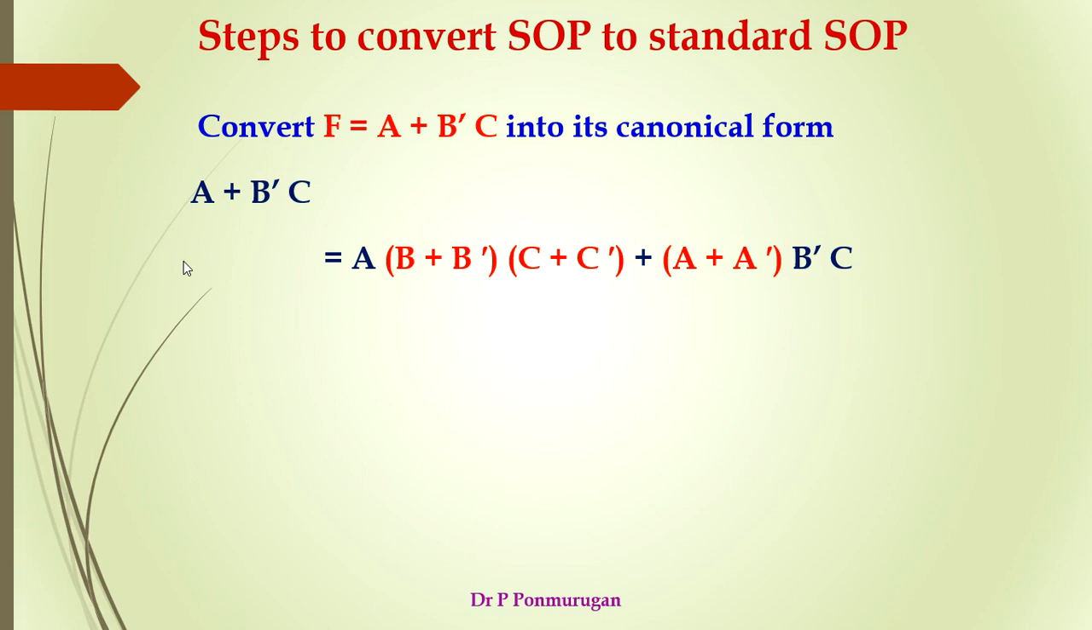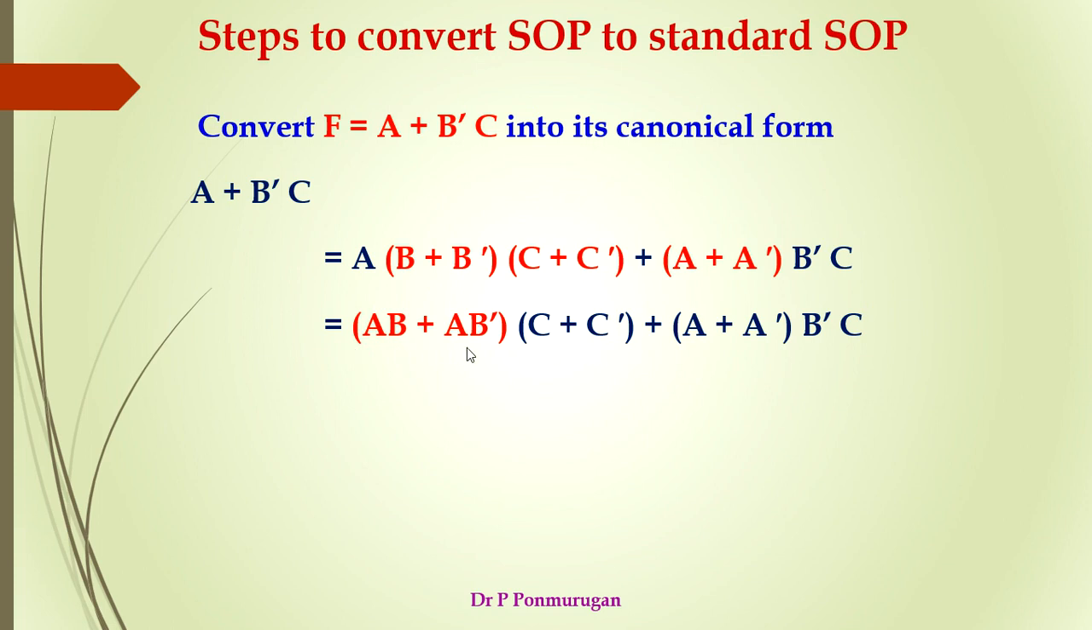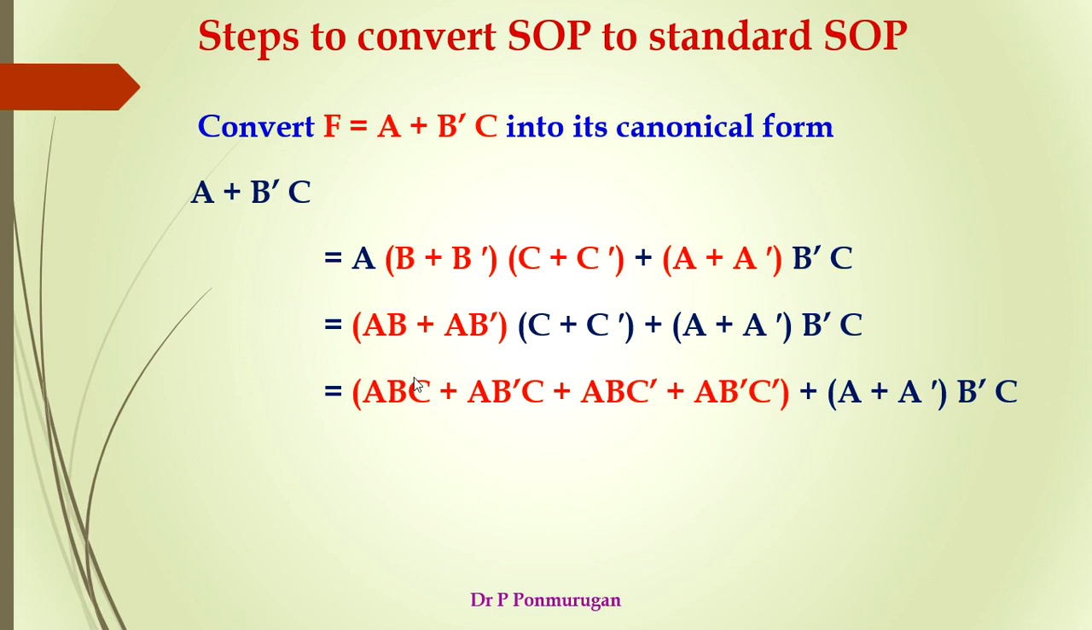So after including this, the next step is to perform distributive law. In such a case, we first expand these terms with distributive law, which will give ab plus ab bar, and then the remaining holds the same. After that, we need to apply distributive law again for these two terms, ab plus ab bar and c plus c bar. If you implement distributive law here, it will be ABC plus AB bar C plus ABC bar plus AB bar C bar. So the rest remains the same.